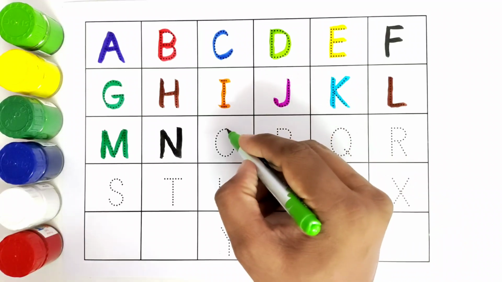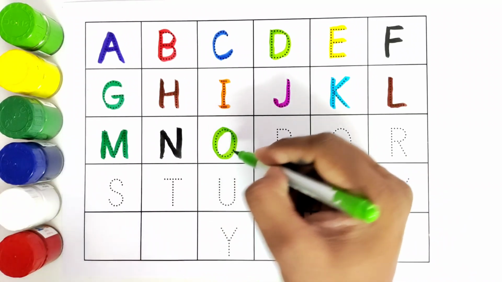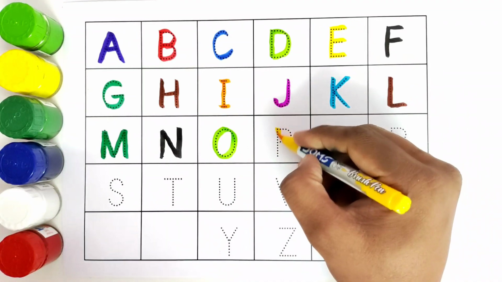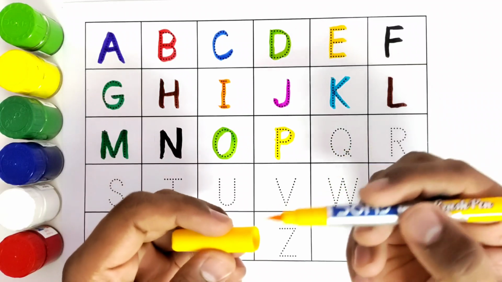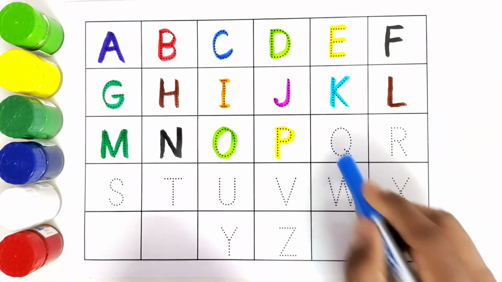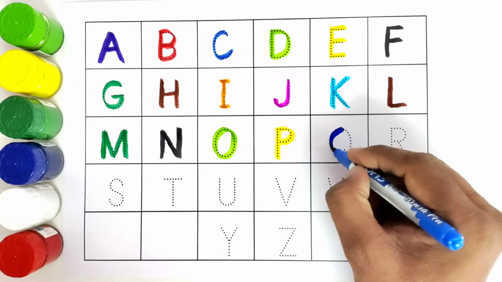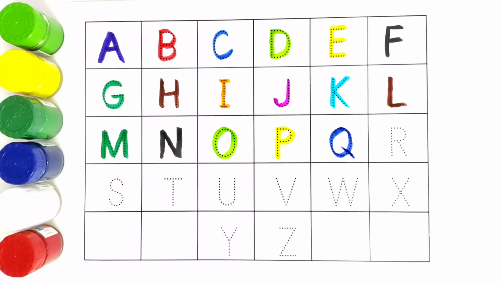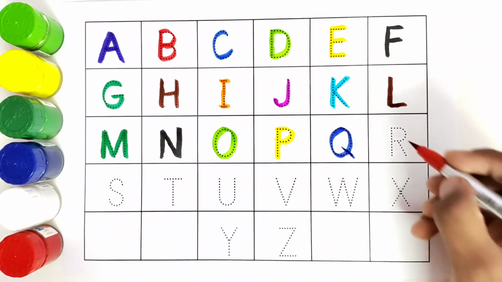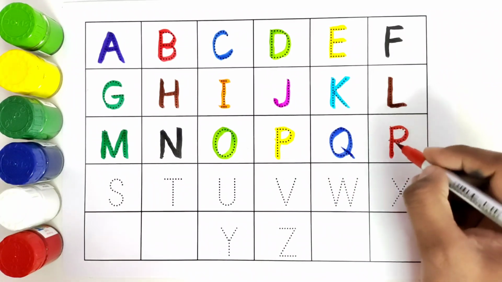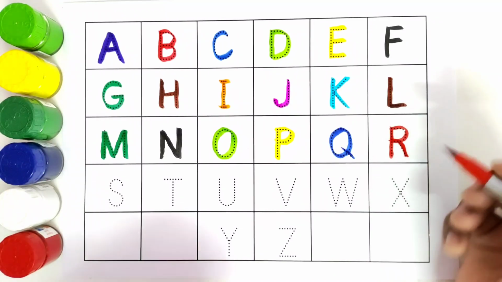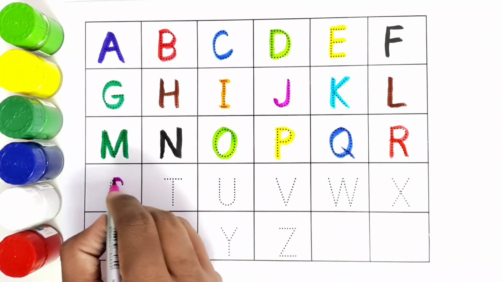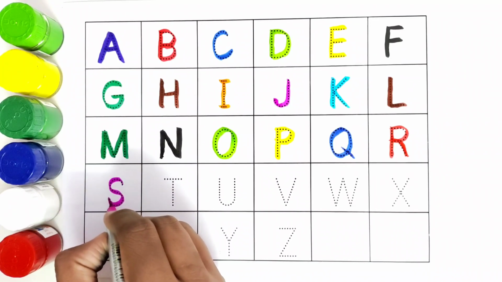O for owl. P for parrot. Q for queen. R for rabbit. S for sun.